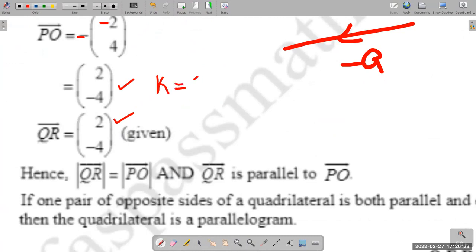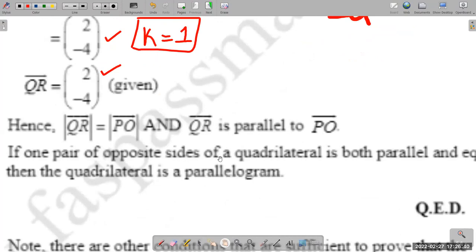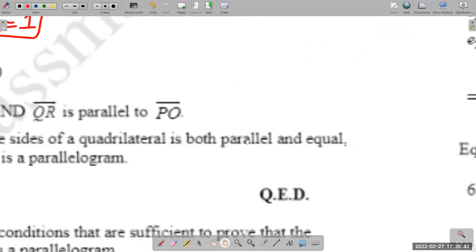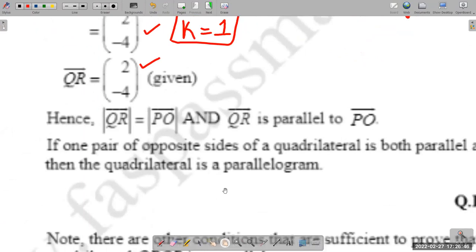Excellent. So in this example, K is 1. Don't ever be fooled. You must find K. Anytime you're showing two lines are parallel, you must say K is equal to 1. All right. So it says here, if one pair of opposite sides of the quadrilateral are both parallel and equal, then the quadrilateral is a parallelogram.